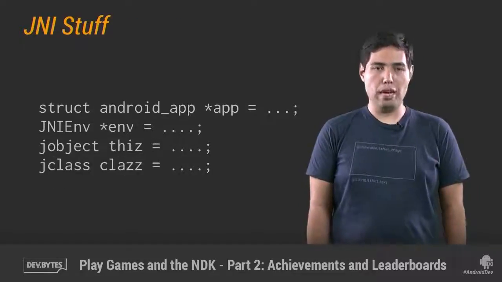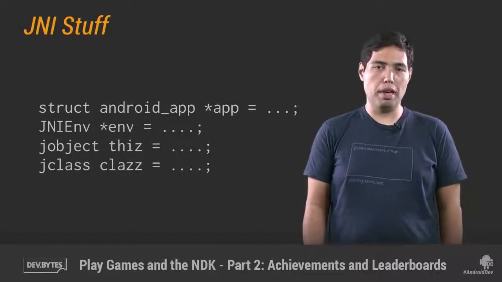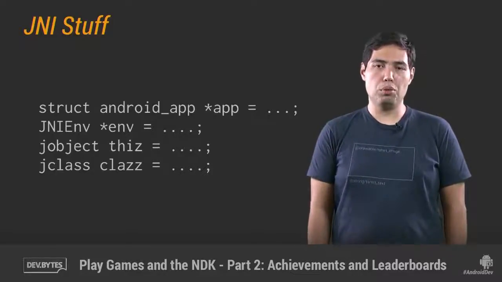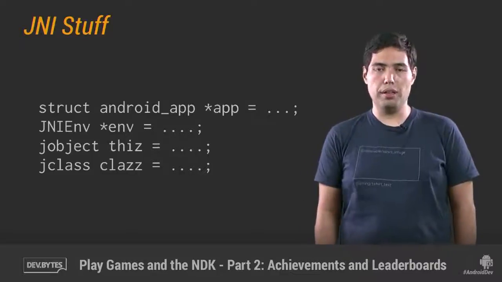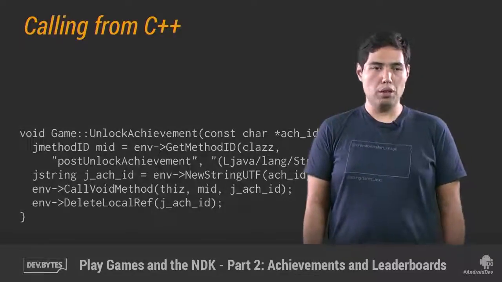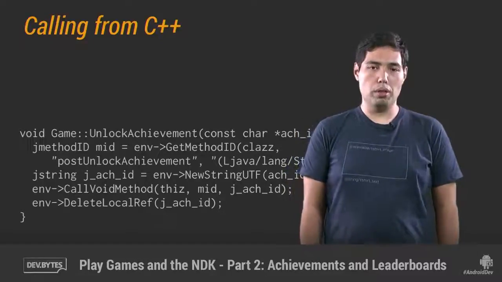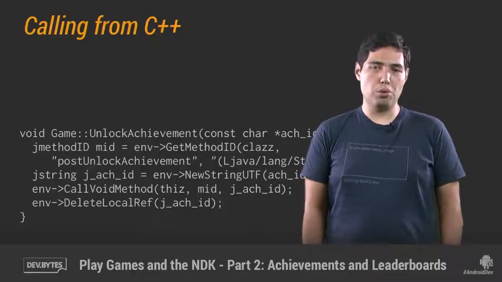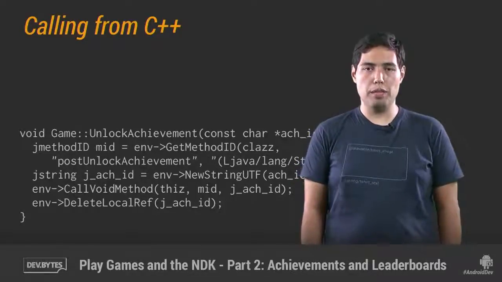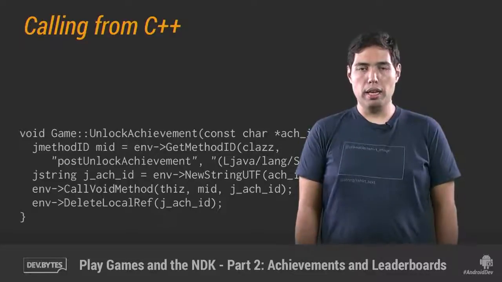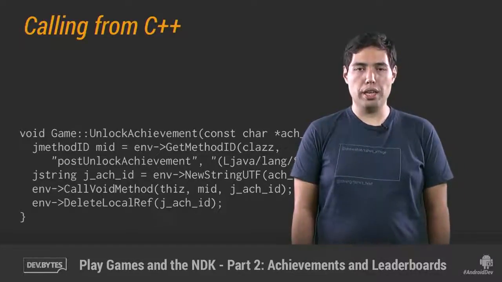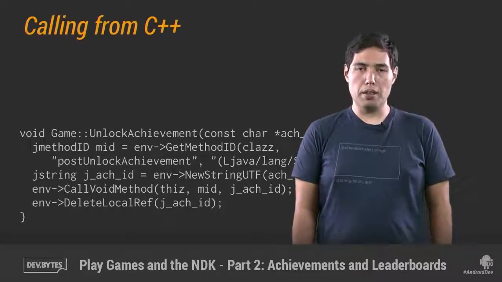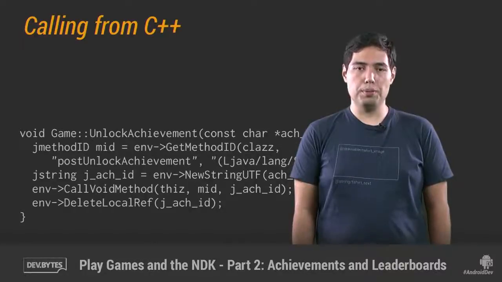First of all, you have to initialize all the JNI stuff. We're going to assume that you have that ready. If you don't know how to do that, you can take a look at the last video. So you have your Android app structure, you have your JNI environment, you have the activity object and the activity class. After you do that, all you have to do is make a simple JNI call to the unlock achievement method. We are getting the method ID, then allocating a Java string that corresponds to that achievement ID, and then making the method call. And remember, and this is pretty important, we are also deallocating the Java string after we're done with it. And that's pretty much all there is to unlocking an achievement.